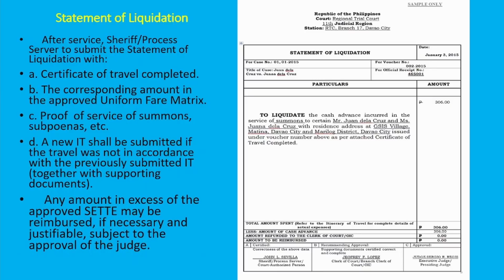Any amount in excess of the approved SETE may be reimbursed if necessary and justifiable, subject to the approval of the judge. So the 306, if not enough, and you incurred expenses amounting to 500, the difference can be reimbursed from the OCC, okay, from the 1,000 pesos also.